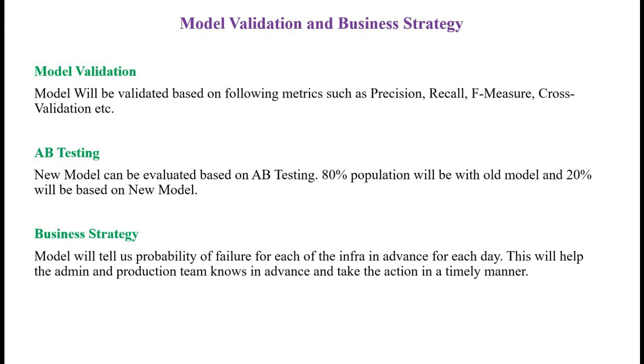And the business strategy. How will this model output look to the business team? I can say that this model will tell us the probability of failure for each of the infra in advance, for each day. For example, maybe 3 hours or 4 hours before, it will tell us that, hey, there is an 80% chance this server 2 will fail. Hey, there is a 99% chance that this network will crash because of a huge amount of traffic coming in the next couple of hours. So this will help the admin of the production team know in advance and take action in a timely manner.